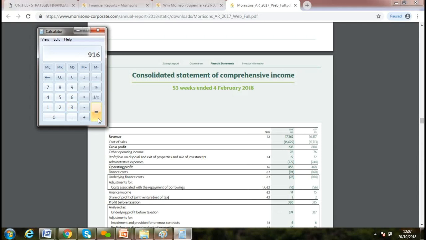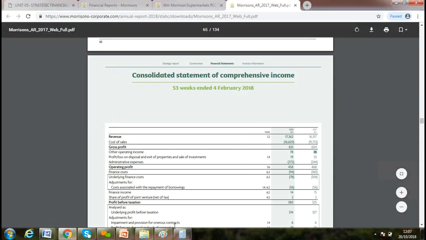Okay, so that's 916 million. So my sales went up 945 million, and my cost went up 916 million. So overall my profit should be increased by the difference between the cost and the sales.